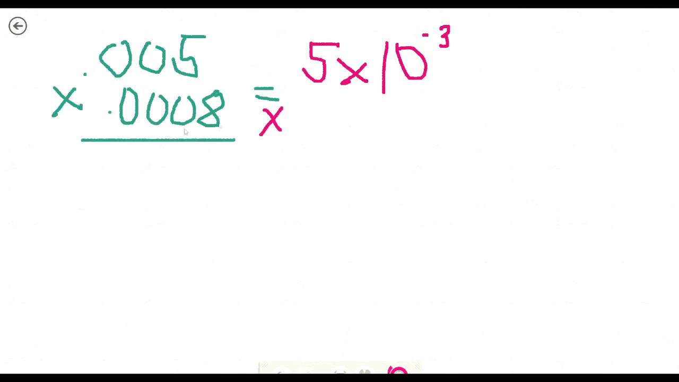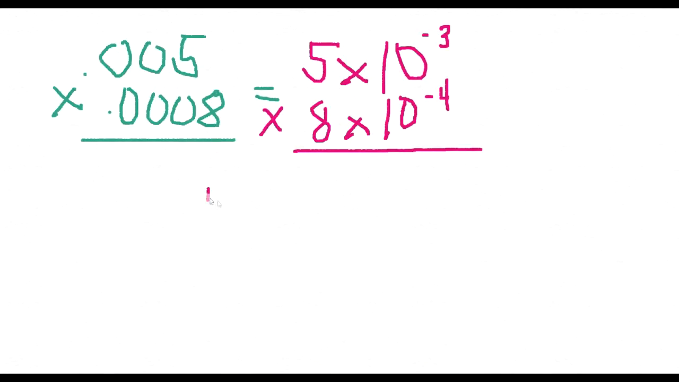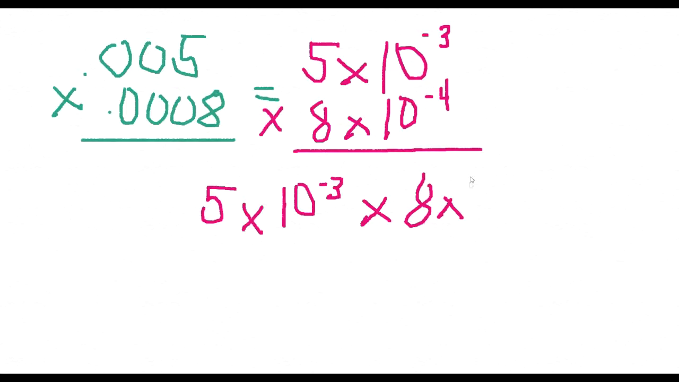And that's 1, 2, 3, 4. Okay, 8 times 10 to the power of negative 4. If we're multiplying these two things, we're going to write 5 times 10 raised to negative 3 times 8 times 10 raised to negative 4. There's nothing special about the scientific notation.